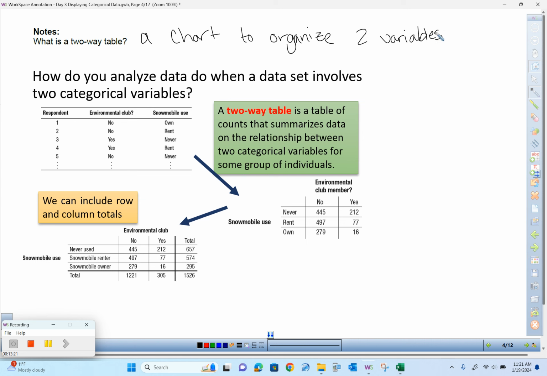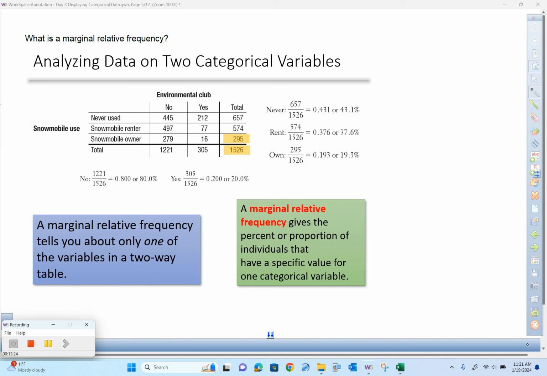And within that, we can use it to calculate relative frequency. There are three types: marginal, joint, and conditional. And it's based on what we're focusing on. So if I ask you a question about an entire variable related to the total, that's going to be considered marginal. So let me give you some example before we write this definition.